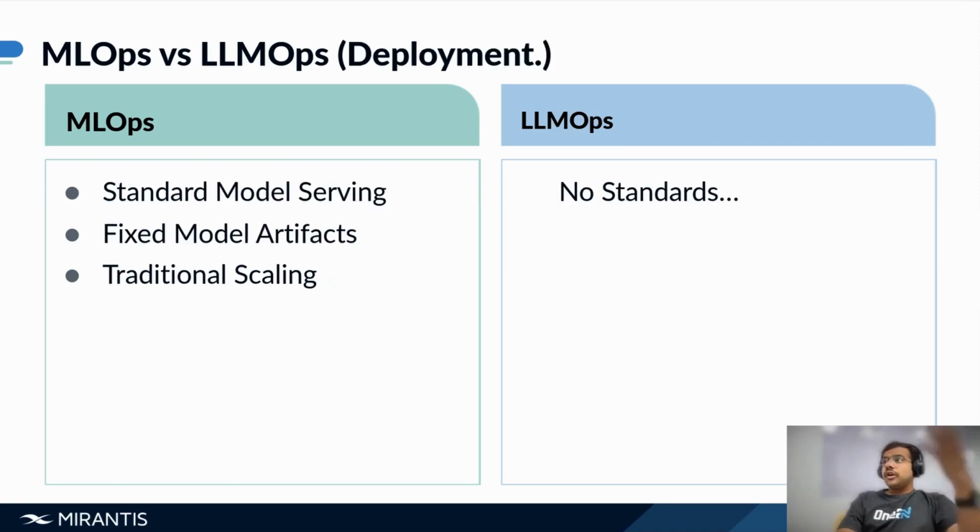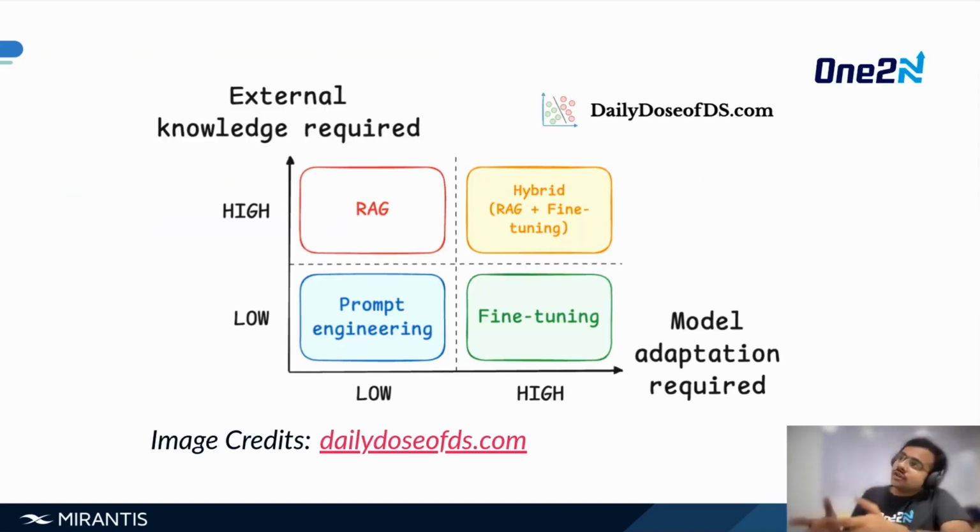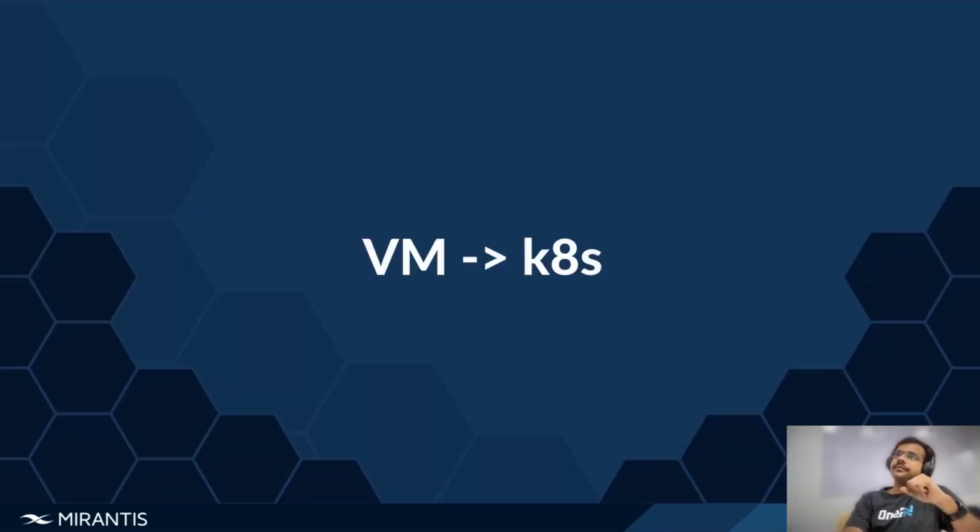And when it comes to deployment, LLMOps has no standards at all at this point. In fact, the way you deploy your LLM-based applications actually depends on how you are architecting your application in the first place. Are you going via the RAG approach? Are you going via the fine-tuning approach? Are you doing some sort of prompt engineering, or are you going on a hybrid model where there's some RAG and fine-tuning in the mix? And this is where things get trickier. And this is one of the core reasons why there is a lack of standardized tooling for the same.